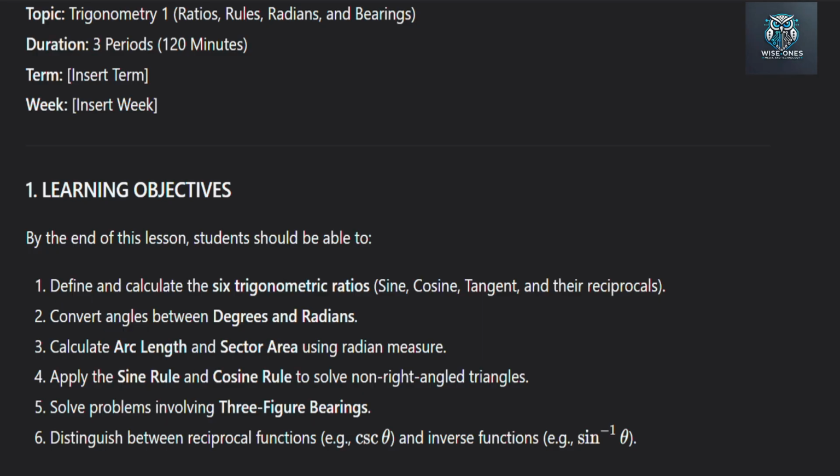Let us look at what we want to achieve by the end of this lesson. These are our learning objectives. By the time we finish, you should be able to define and calculate the 6 trigonometric ratios. These are sine, cosine, tangent, and their reciprocals. You will learn how to convert angles between degrees and radians. You will learn how to calculate arc length and sector area using radian measure.